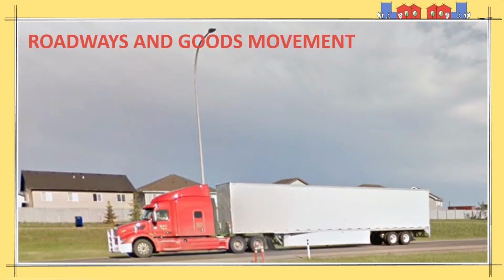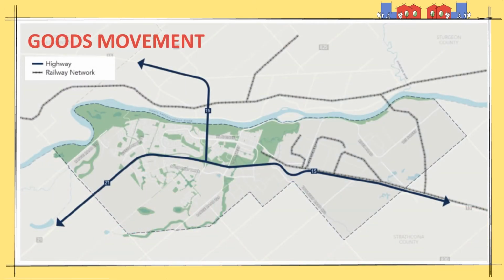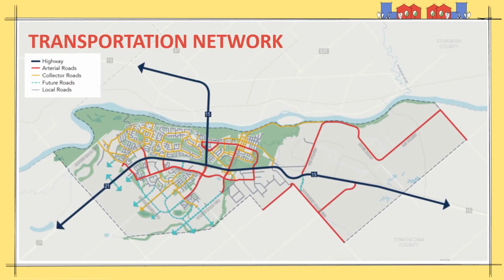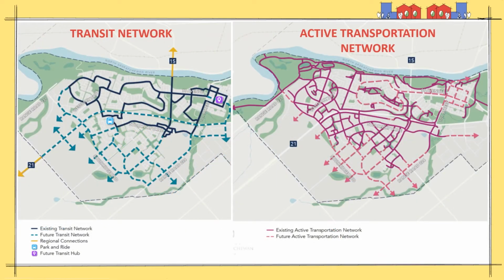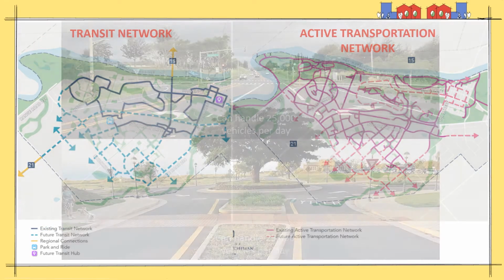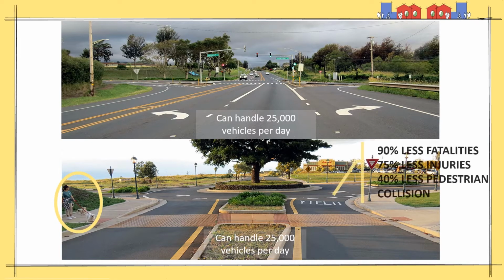A balanced mobility network does not mean sacrificing the efficiency of our roadways or goods network. Our highways will continue to serve as our goods corridors, and our road network will be enhanced through increased route and mode options. Roads with the same capacity can look very different. Both of these roads can accommodate the same volume of traffic, but only one has been designed to accommodate pedestrians and enhance safety.